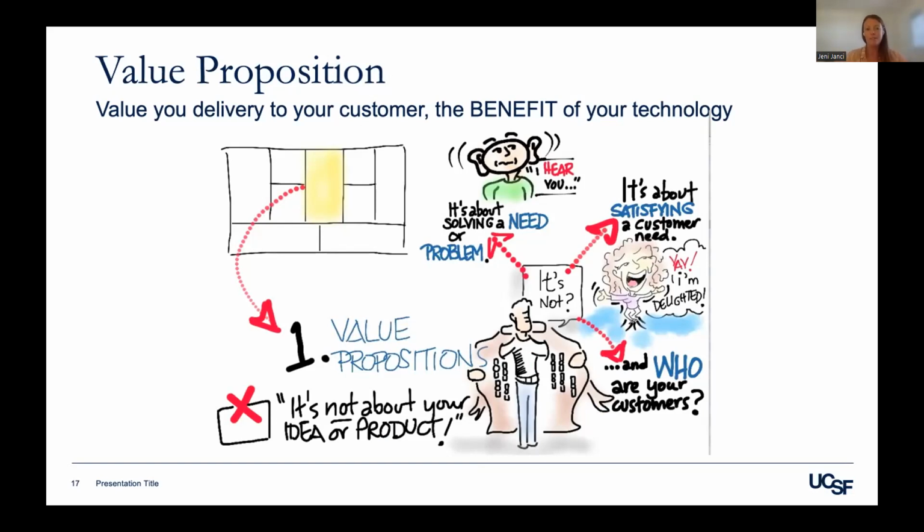But the value proposition definitely starts, it's not about what your product does or the technology behind it, but what is it solving? Is it solving a problem or a need? So what's the value to your customer? Again, it has nothing to do with the underlying technology, but all about the value: it's making it cheaper for your customer, it's making it faster for your customer, etc.